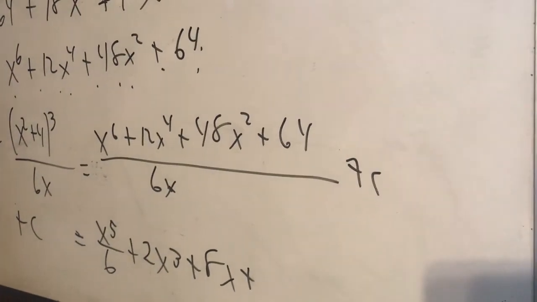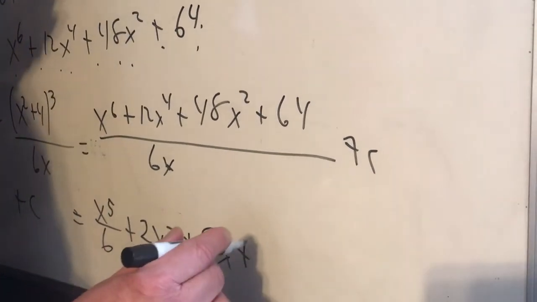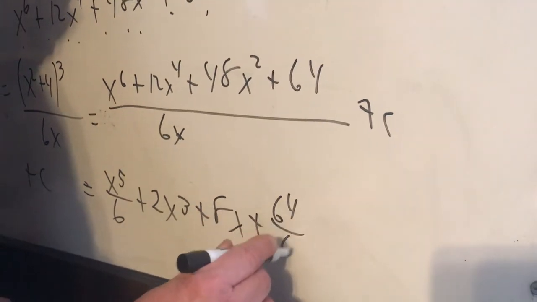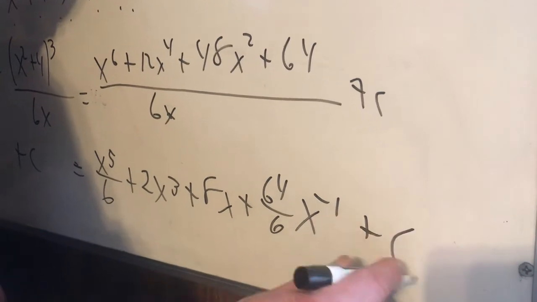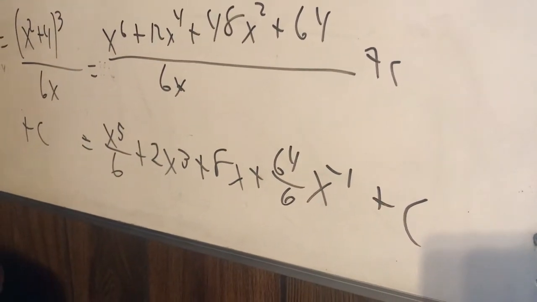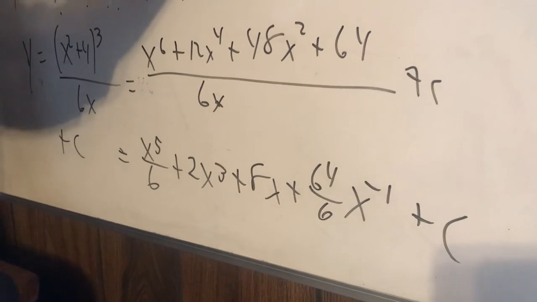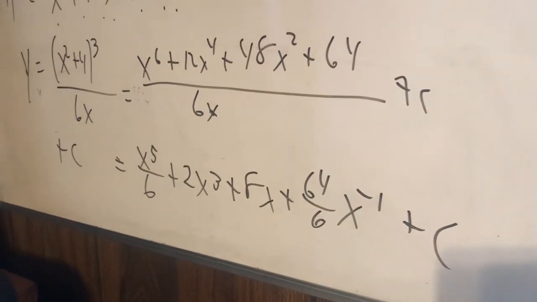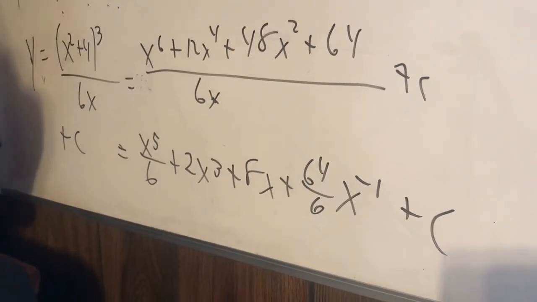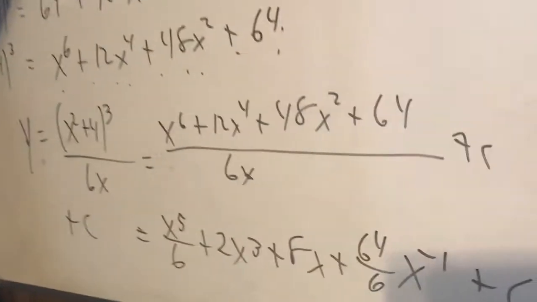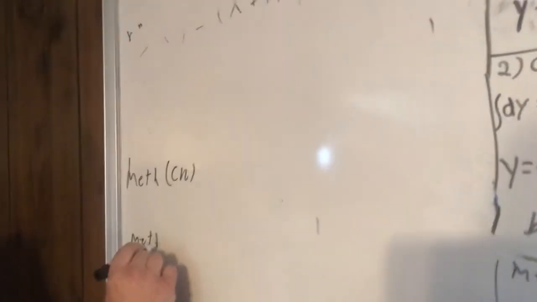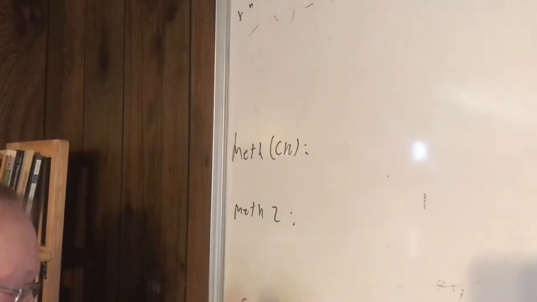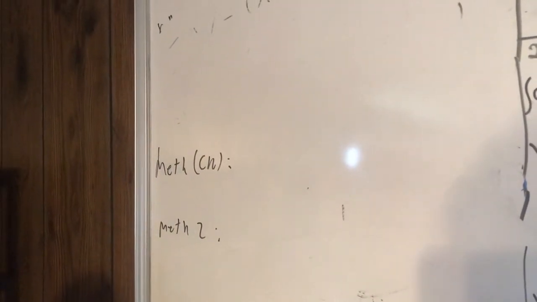So 6 doesn't go into 64 evenly. So it's 64 over 6, x to the minus 1, plus c. All right, so let's compare our solutions. What were our solutions before? Method 1 was the chain rule, and method 2 was just expansion. We're going to compare them, and you're going to find out that they're not equal.